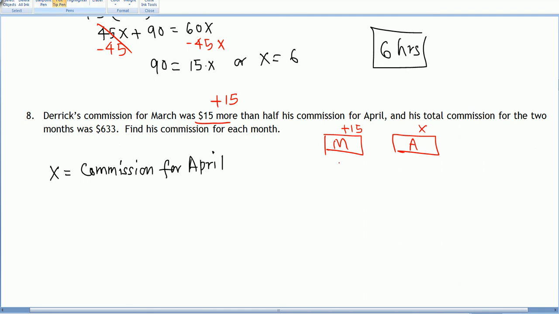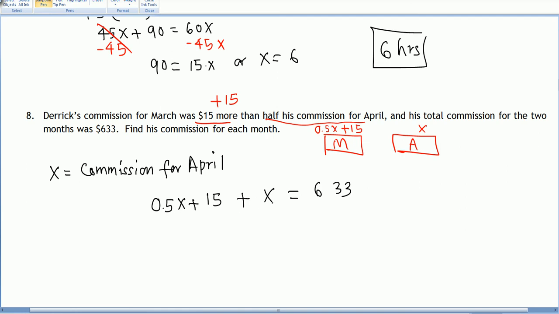Then what will be the commission for March? 15 more than half his commission for April, half of x. So half x, which is the same as 0.5x. This is the commission for March. It says total commission, so this commission plus this commission is 663, so we add. Then the equation is half x plus 15, the March commission, plus x, the April commission, equals 663.